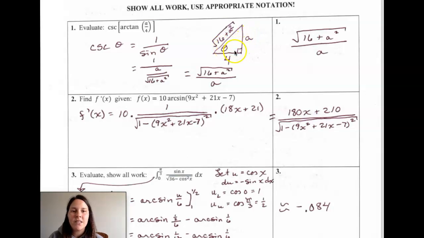Tangent is opposite over adjacent, so I set up that a over 4. And then I didn't show my work, but I used Pythagorean theorem to solve for that missing side. a squared plus b squared equals c squared, and then square root. So now we're looking for cosecant of that angle. Cosecant is the reciprocal of sine. Since sine is opposite over hypotenuse, cosecant would be hypotenuse over opposite, which is what I have set up here.